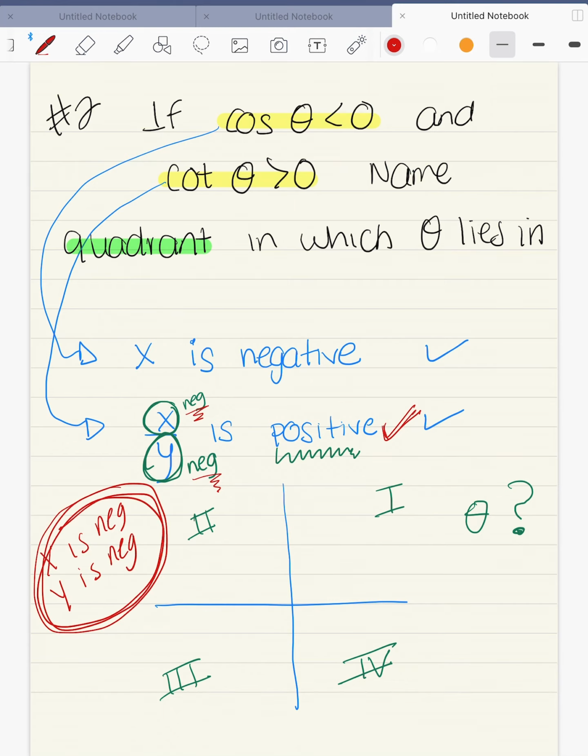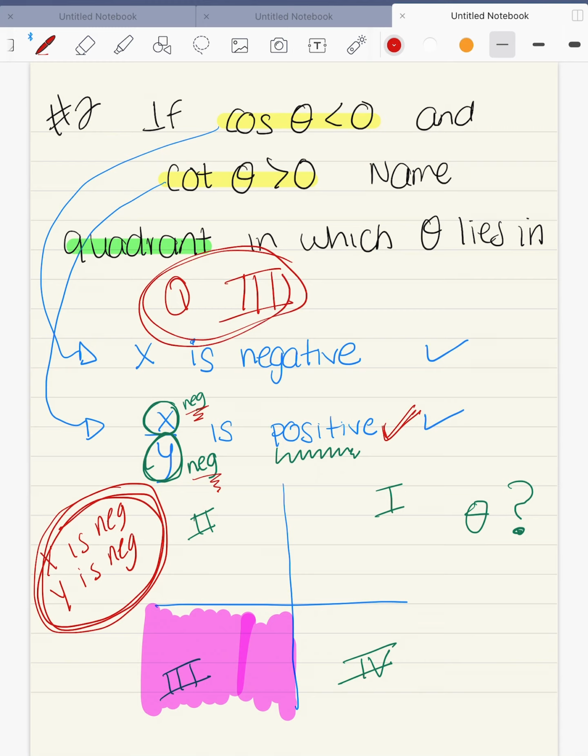This is my key. In which quadrant is x negative and y negative? Well, in quadrant number 3. In this quadrant, the x is negative and the y is also negative. So in which quadrant does theta lie? Then it lies in quadrant 3. And that's it, quadrant number 3. Again, let me know if you have any questions about this, but this is what we're gonna be doing.